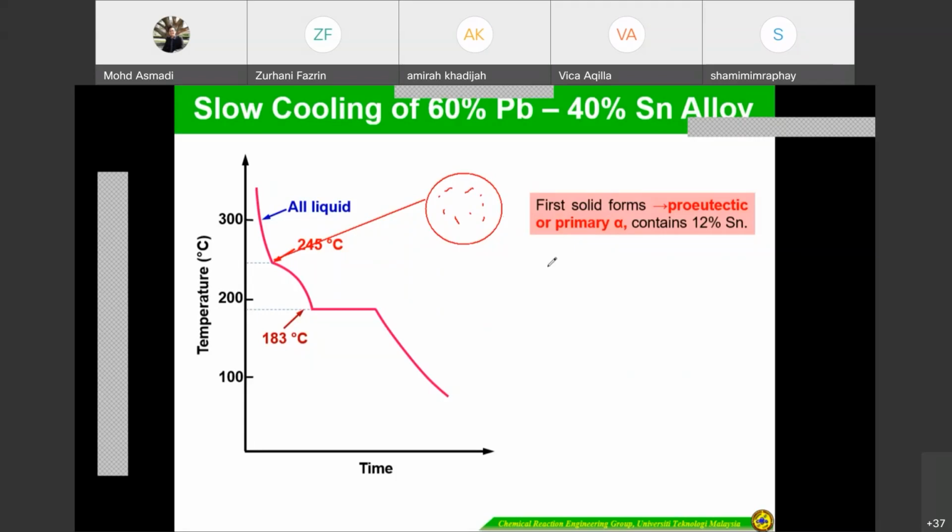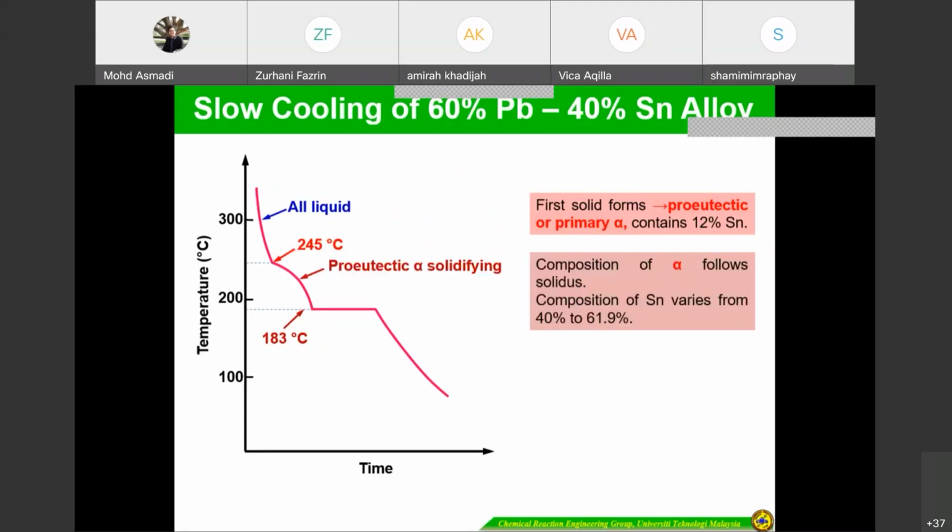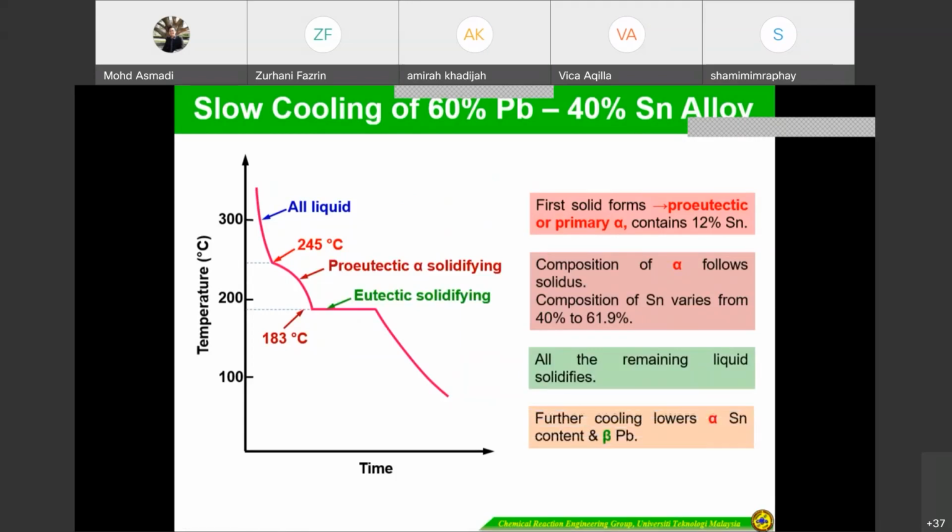So, pro-eutectic alpha solidifying, this is what I told you. The composition of alpha follows the solidus. The composition of sternum varies from 40% to 61.9%. Then all the remaining liquid solidifies at the eutectic. If you reduce the temperature more, the solubility in alpha and also beta is going to be reduced. Any questions about how it is going to be solidified?